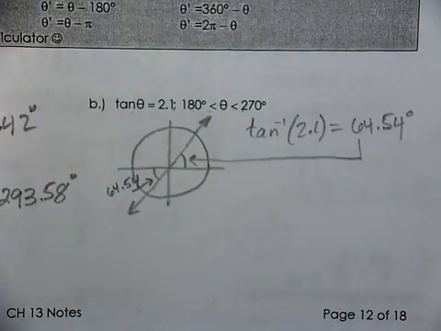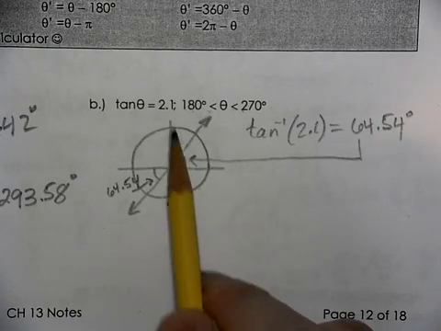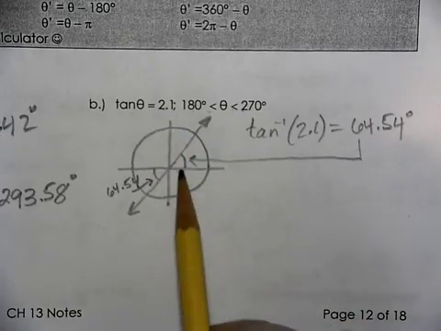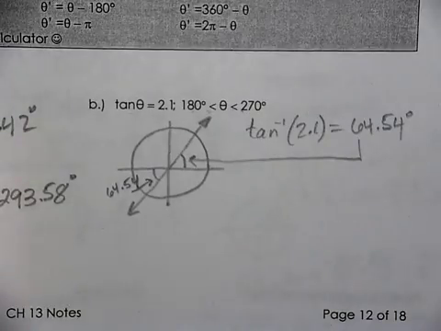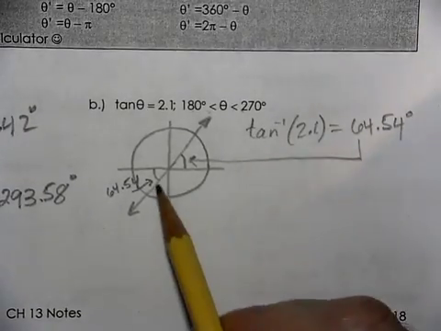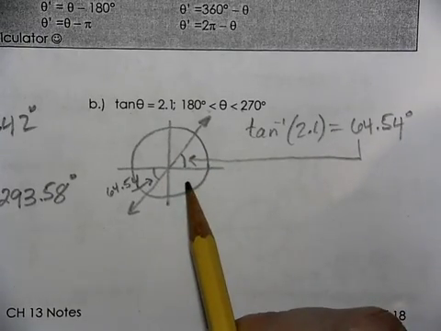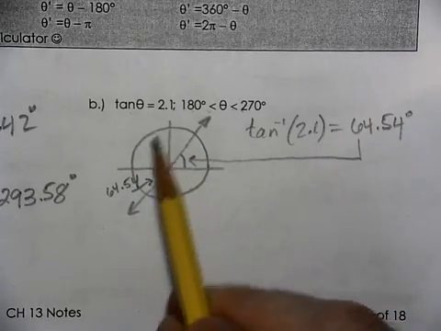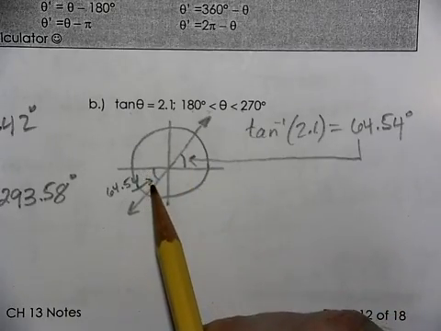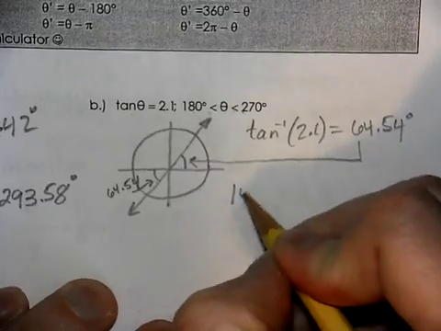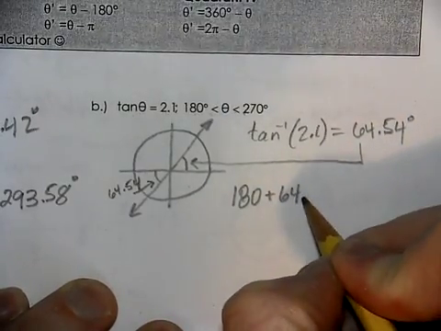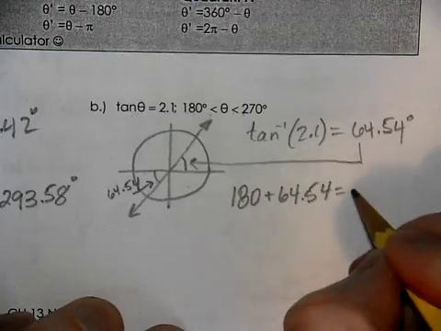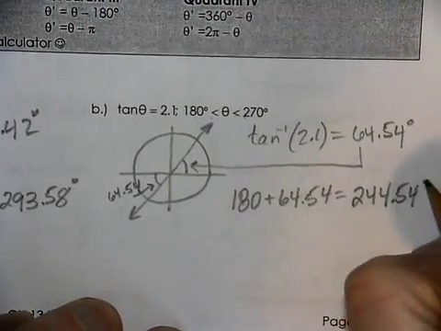64.54. That's called a reference angle. If this angle is what it took to become 2.1 for tangent, then coming into our third quadrant will also be 64.54. So now, what are we going to do to figure out that value? We're not going to say 360 minus 64, because that would be over here in the fourth. We never measure off the y-axis, so we're not going to say 270. We're going to say 180 plus an extra amount. So 180 plus 64.54 is 244.54.